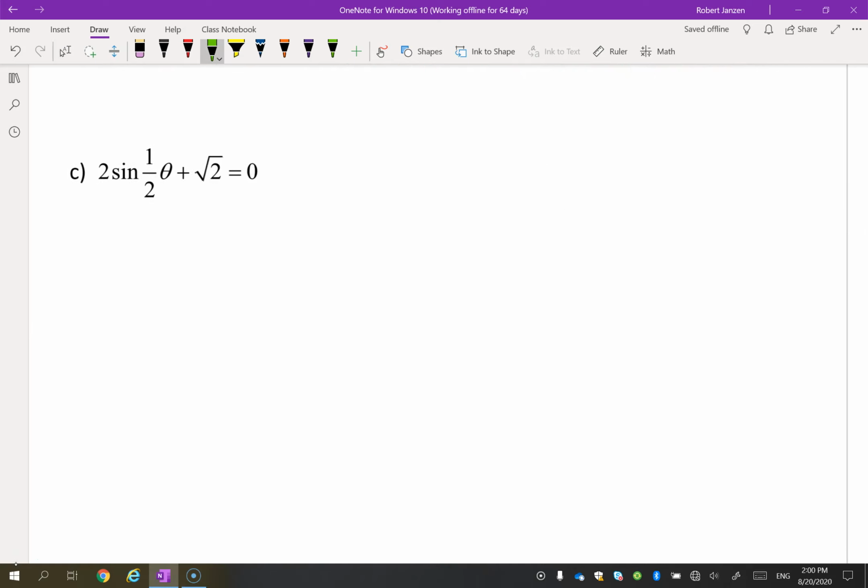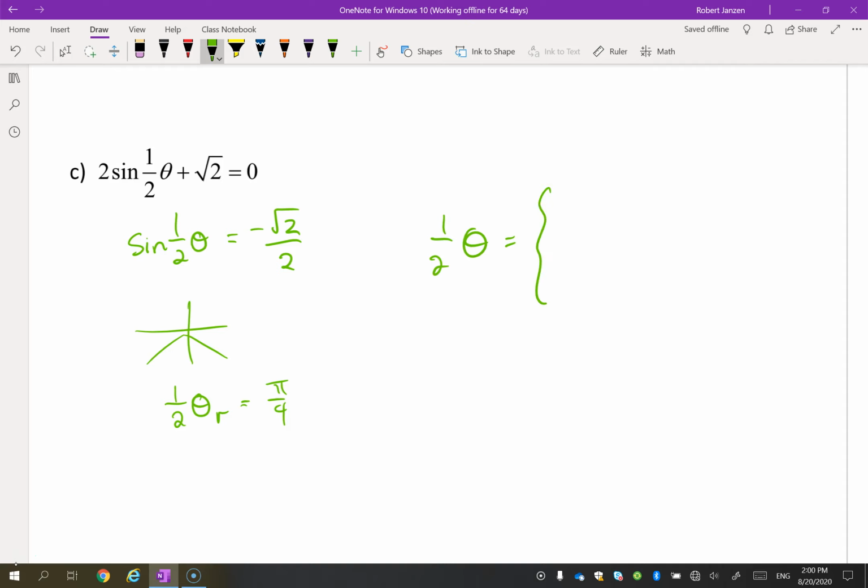So we're going to figure out, first we have to isolate this. So you get negative root 2 over 2. So sine would be negative here and here, and the reference angle for half theta is pi over 4. All right, so let's solve for half theta. Well, what would this angle be? This angle is 5 pi by 4. And then what's this one? This one is 7 pi by 4.